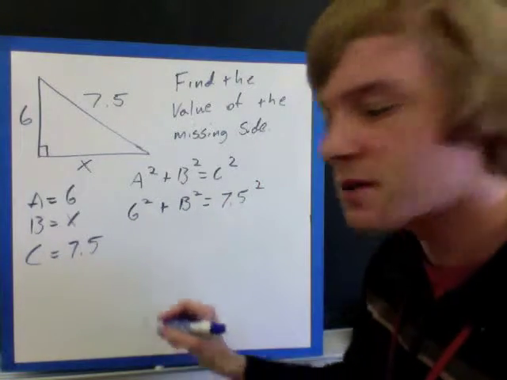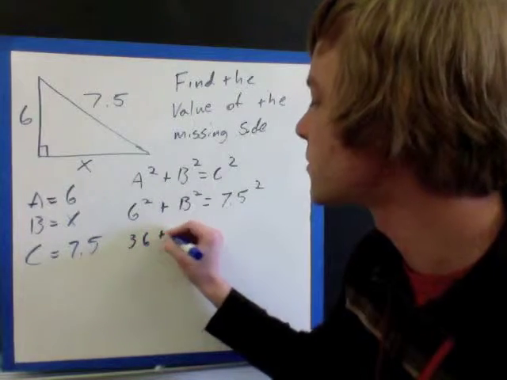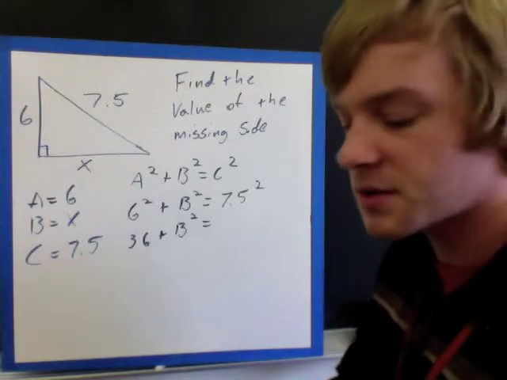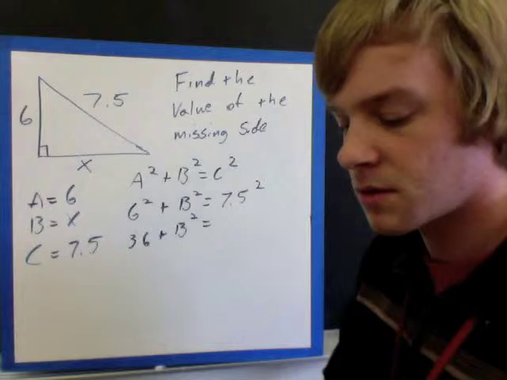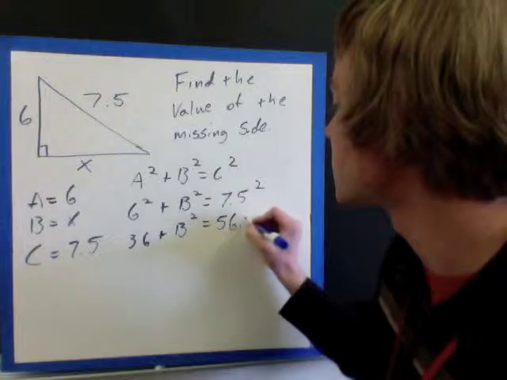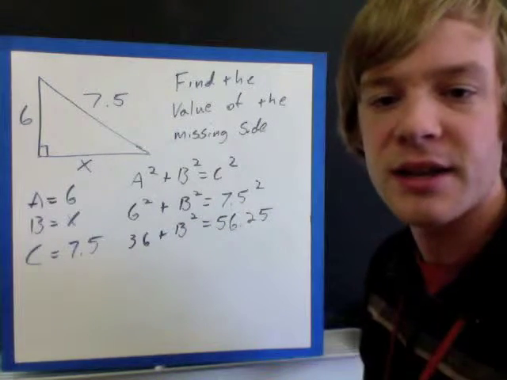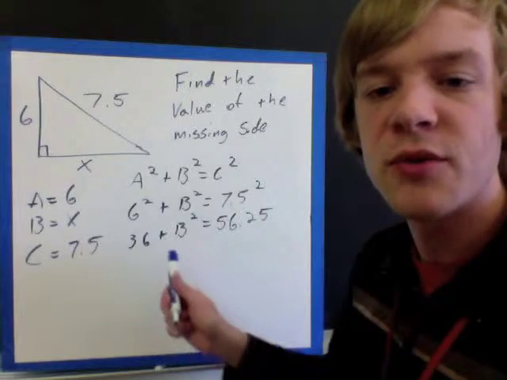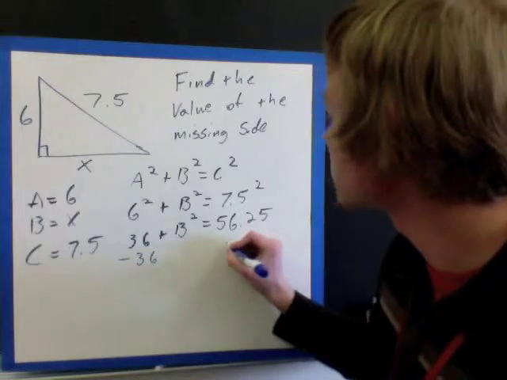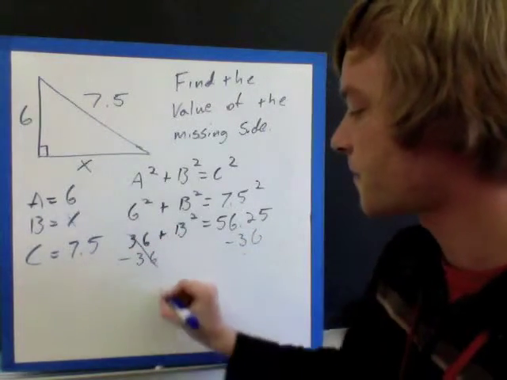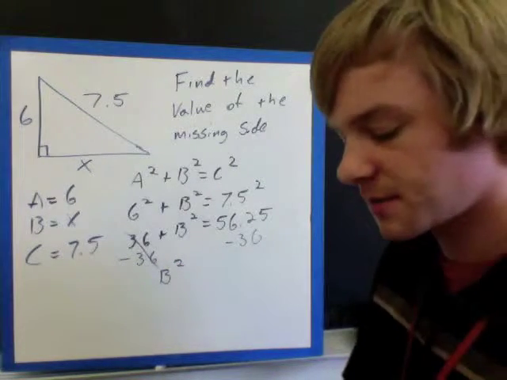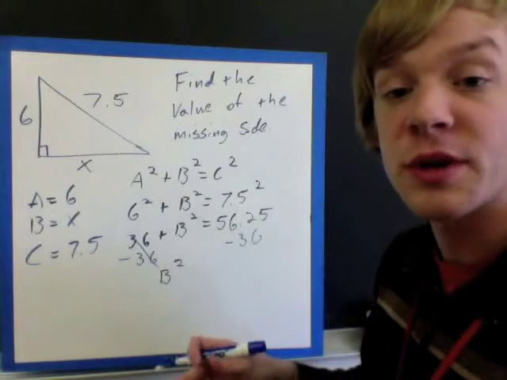Six squared will give us 36. And I'm going to use my calculator to figure out what 7.5 squared is. Gives us 56.25. We're going to leave that like it is. It's okay, we can work with decimals. So now if we want to solve for b, we're going to need to subtract this 36. And if I subtract 56.25 minus 36, it should give me 20.25.